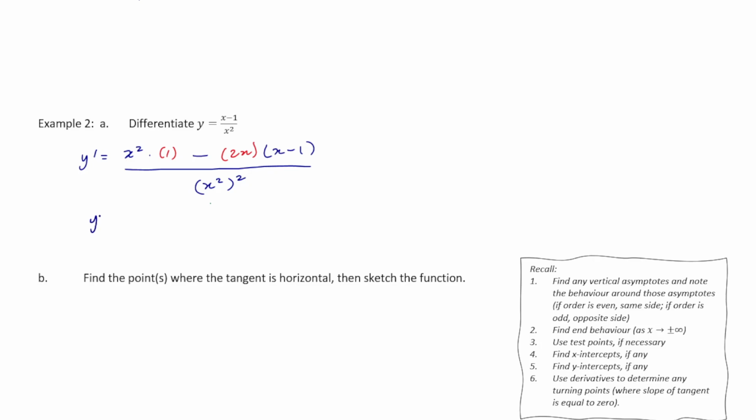Let's clean this up a little bit, and we get x squared minus 2x squared plus 2x, all over x to the power 4.